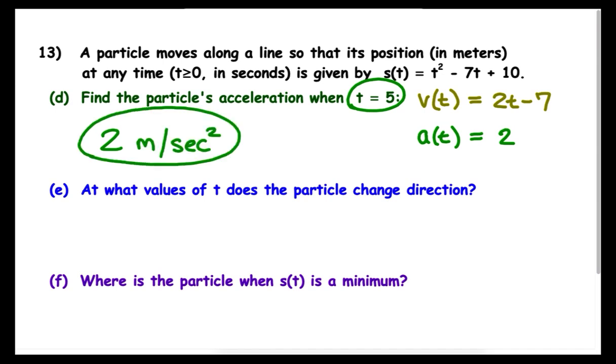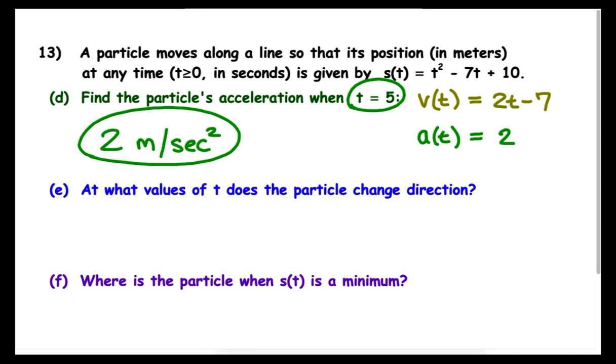Part E, at what values of t does the particle change direction? We know this thing changes direction at least once because we know that its overall average velocity was negative 1, but yet we found it moving to the right at 3 meters per second. So we know it's going back and forth. When does it change its mind? When does it change direction?